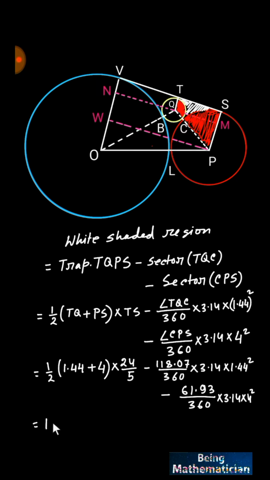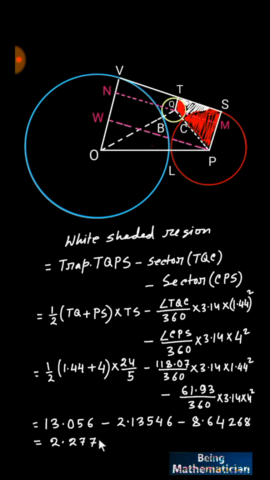We get 13.056 minus, this simplifies as 2.13546, and this simplifies as 8.64268. Now after full calculation we get 2.27786, which is approximately, we consider 2.28 centimeter square. We note this result.